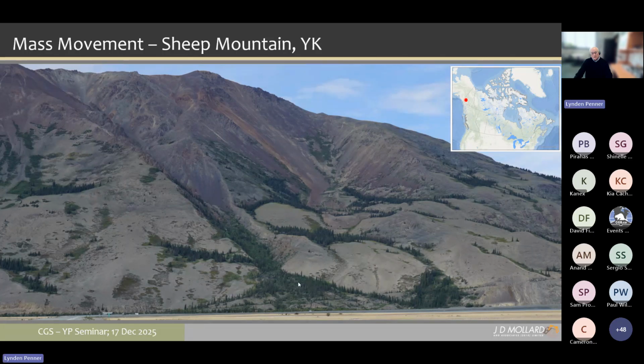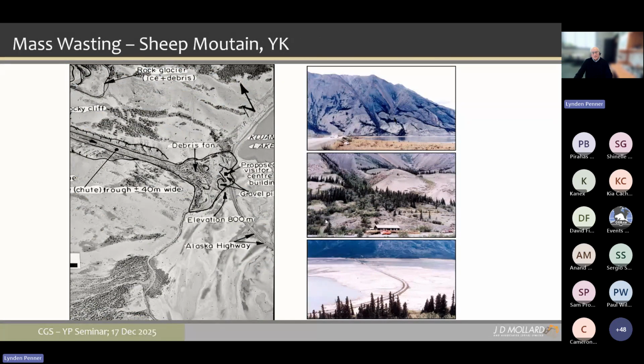This is the Sheep Mountain area, in the national park. Sorry, just lost the name. Kluane National Park in Yukon, and we're doing field work looking at debris flows coming here, which are not necessarily related to permafrost, but in the same area we have a rock glacier. That's the map of the debris flow area and the rock glacier here.